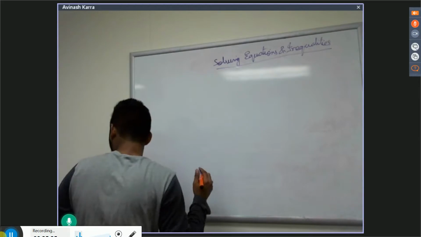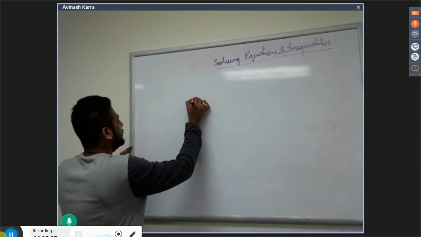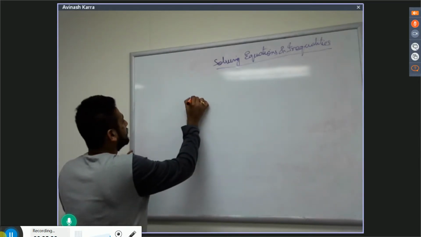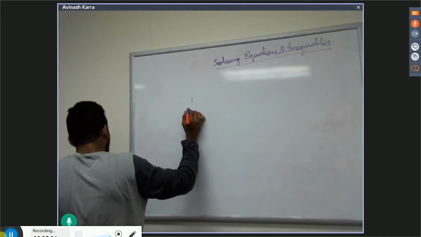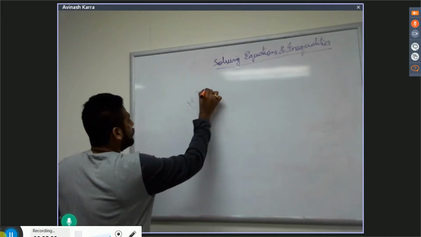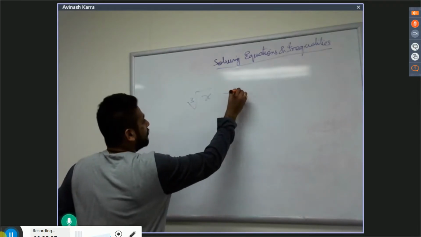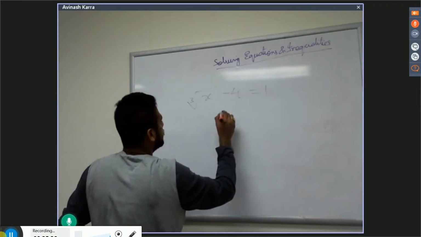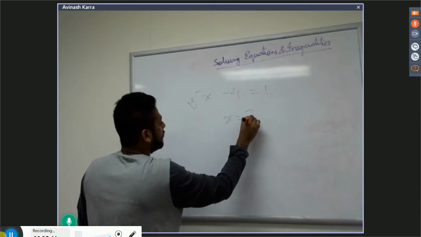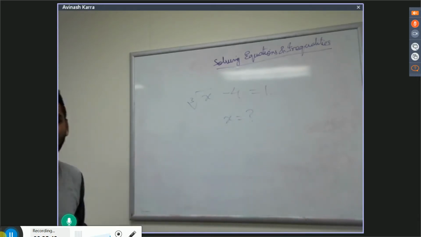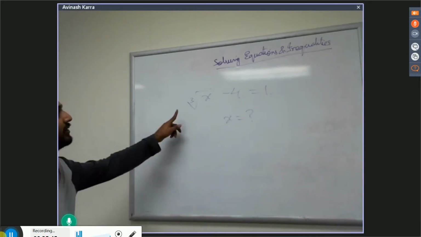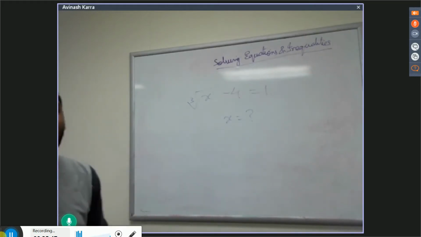Can you guys solve it? I'll give you one question without seeing the book. Easy one. Cube root of x minus 4 equals 1. x is equal to how much? Can you guys solve it? I'm giving you a couple of minutes.